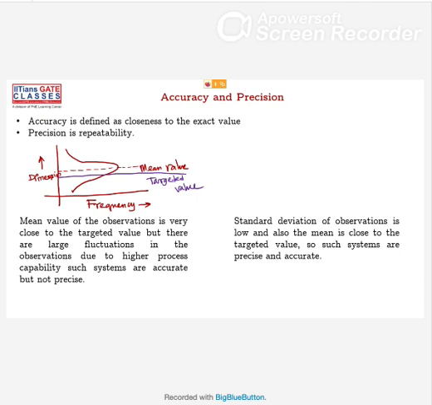Such systems are accurate but not precise, because you're not producing similar values; the spread of the standard deviation is very high. A very high spread means it is not precise, but it is accurate because your mean value and targeted value are almost near. So this diagram especially is accurate but not precise.